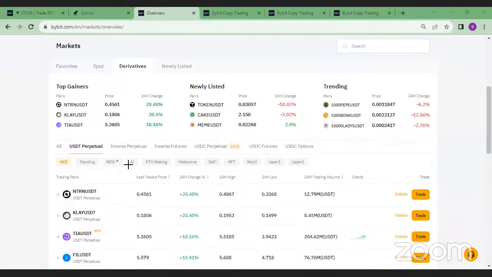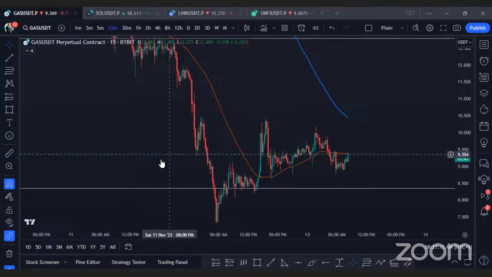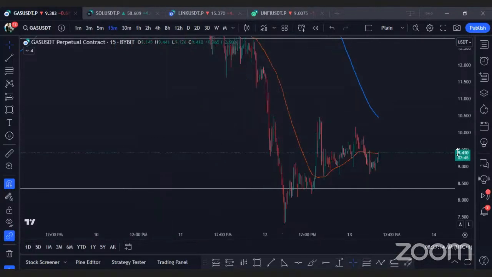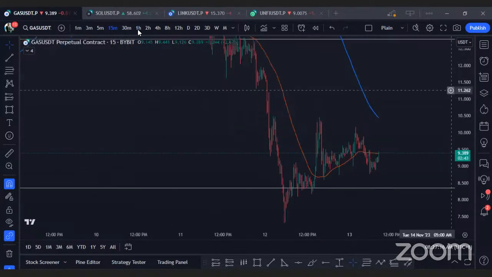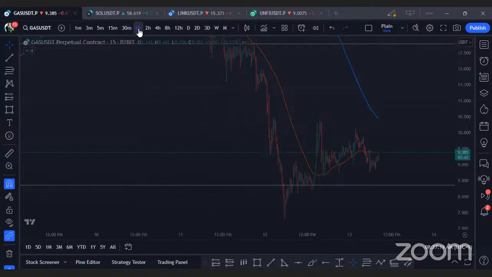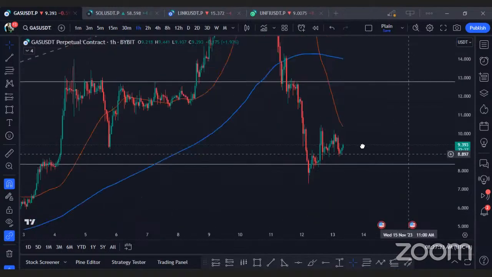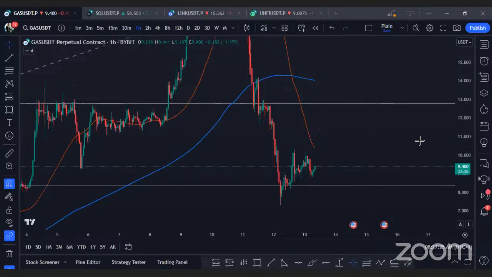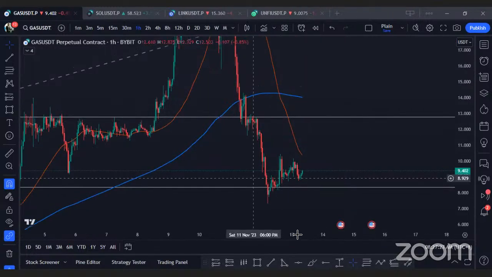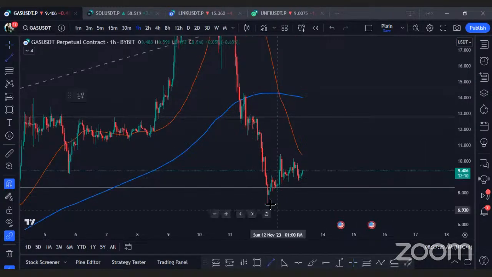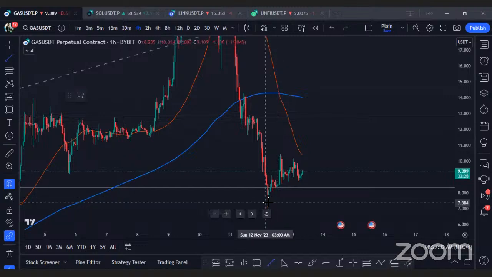Okay. So a few tokens that we'll be looking at. I've been following this token. What's it called? Gas. If Gas has been gassing you out, sorry about that. But it seems that we are moving up here slowly. All right. So we are moving up here slowly.